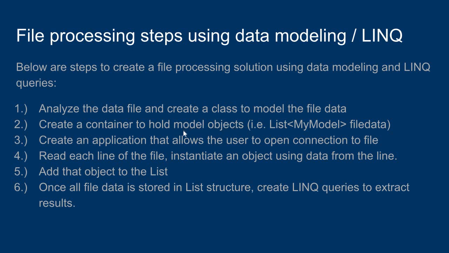Then we're going to create an application that allows the user to make a connection to a file, and we're going to start reading each line of the file. Every time we read a line from the file, instead of processing right then and there, I'm going to take the data, split it up, and create an object based on that line of data. And then I'm going to add that object to the list. Finally, once all of the data from the file has been stripped from the file and inserted into a list structure or an array structure, I can start creating LINQ queries to extract information from those results.